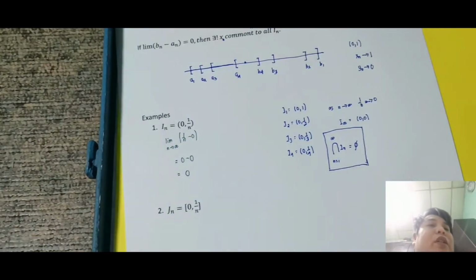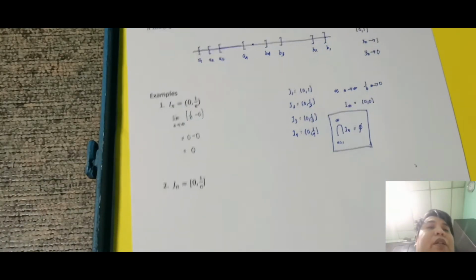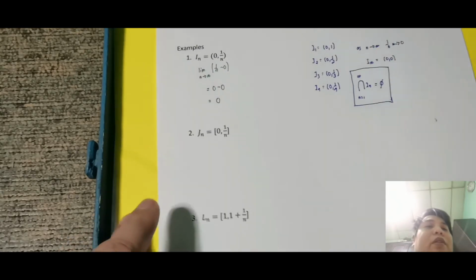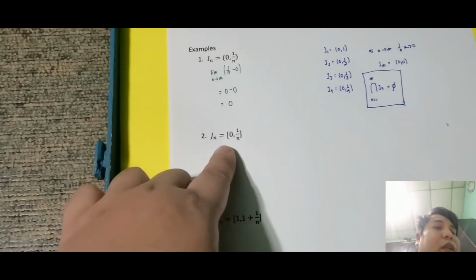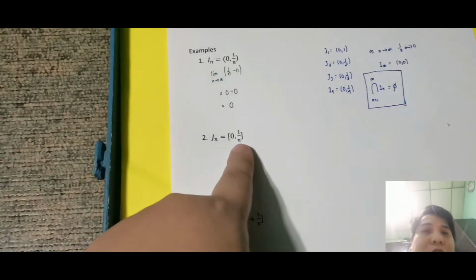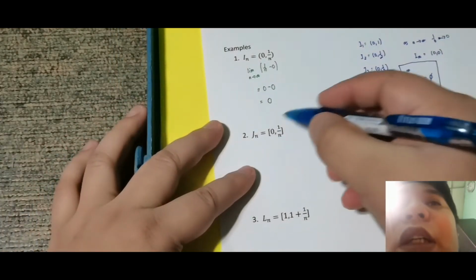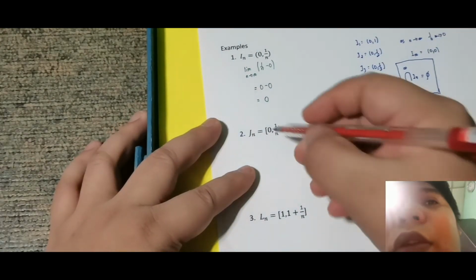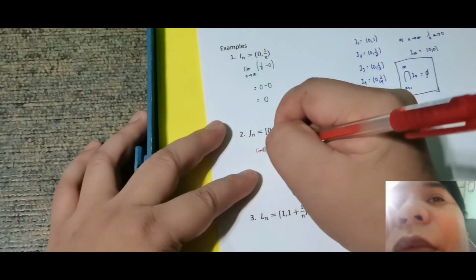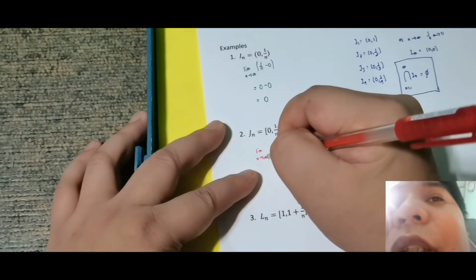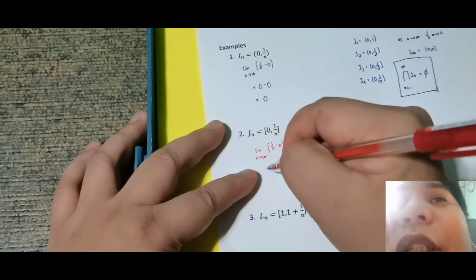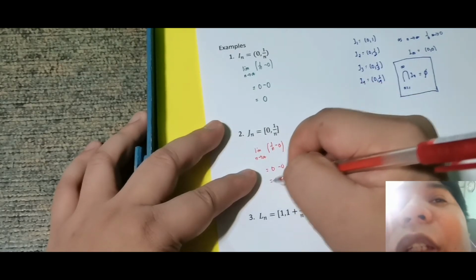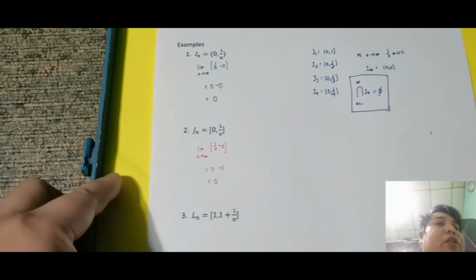Minsan imagination mo din talaga yung tatalo dito. Okay, so let's have number 2. Let's have J sub n, so J sub n is [0, 1 over n]. Close interval ito, so sure ako may 0, tapos baka possible meron. Kunin natin yung limit as n approaches infinity ng 1 over n minus 0, is simply 0 minus 0 pa rin, which is equal to 0. So it's either singleton or empty yung sagot dito.